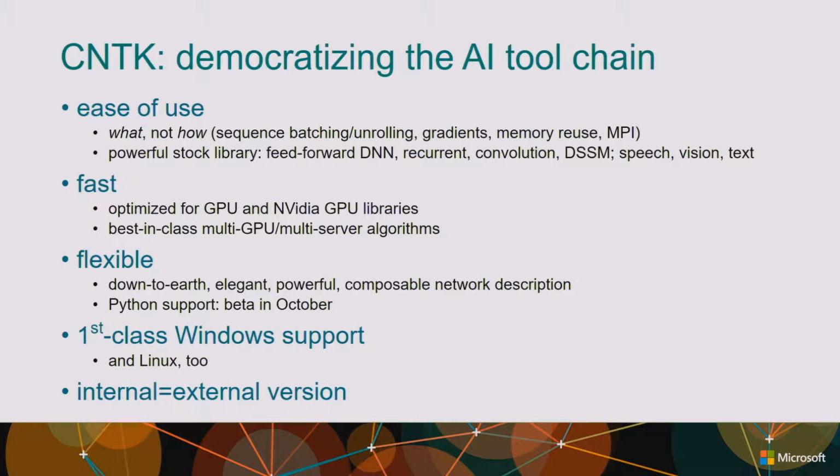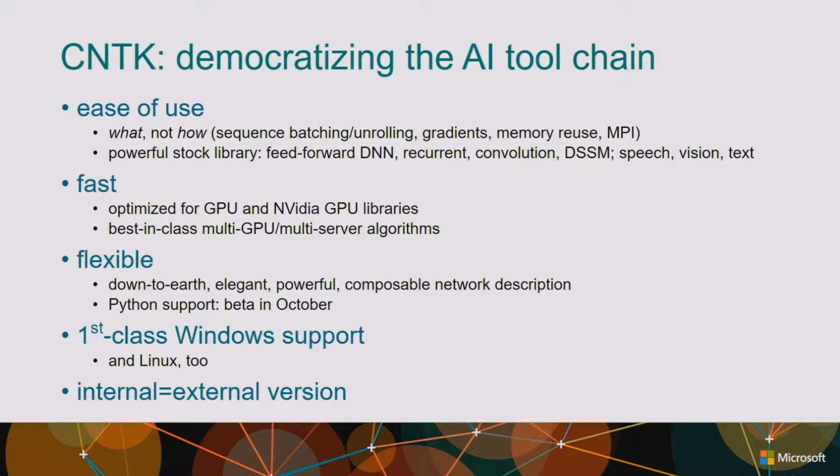Okay, so let me summarize. So CNTK, democratizing the AI toolchain. It's easy to use, right? You focus on what, not how, in terms of it gets off your mind, the sequence batching, unrolling, padding business, gradient computation, memory use, reuse, parallelization. And then it has this powerful stock library for feed-forward DNNs, recurrence, convolution, and so on. It's fast. It's optimized to be running very well on GPUs. And I think it has the best-in-class multi-GPU and multi-server support across all the toolkits.